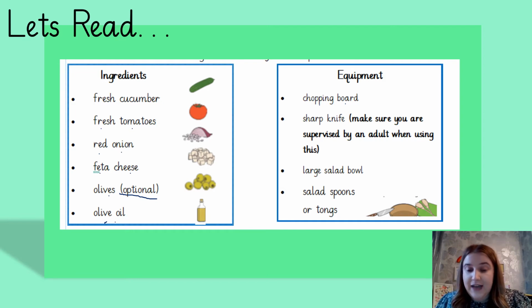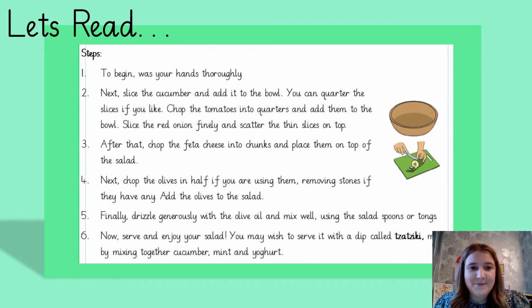And it's asking you to have a sharp knife, so it's just making sure that everyone's super safe when they're using the equipment. You also need a large salad bowl, some salad spoons or tongs. Those are the things that you need to make the salad. I'm not asking you to actually make it, we're just reading the instructions. Here are the steps. I'm going to read them now.